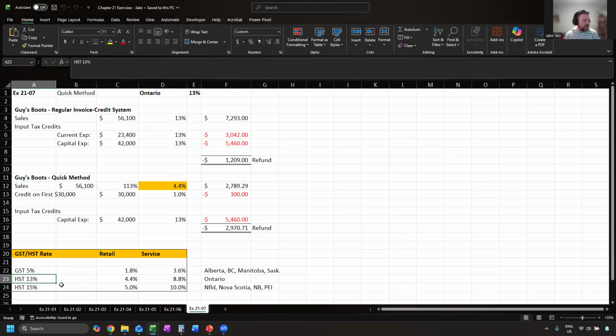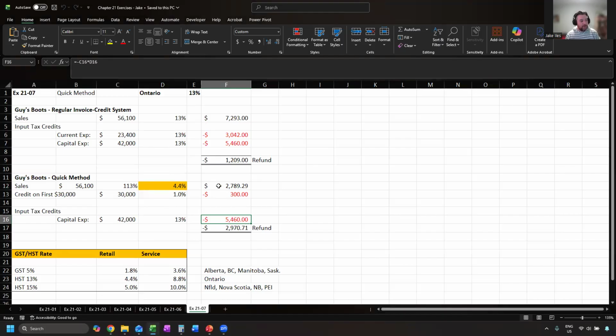So we have an Ontario rate of 13%. It's retail, so our multiplier is going to be 4.4%. So 56,100 times 113% times 4.4%. Our HST that we owe is going to be 2,789. And then we get that 1% credit on the first 30,000. So we'll subtract 300. And the quick method only accounts for our current expenses. So our capital expenditure will still be calculated just as it was in the regular method. So we'll have an additional ITC of 5,460.